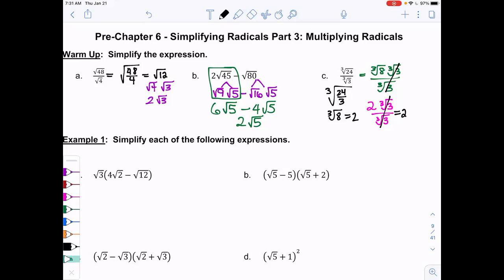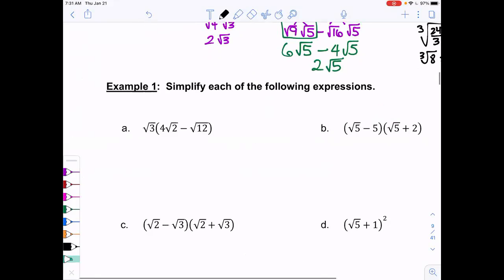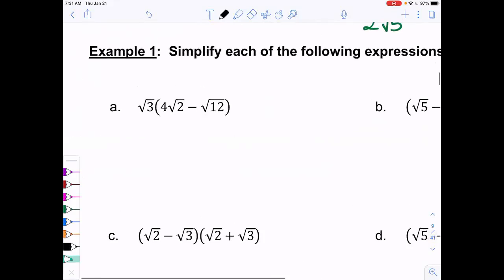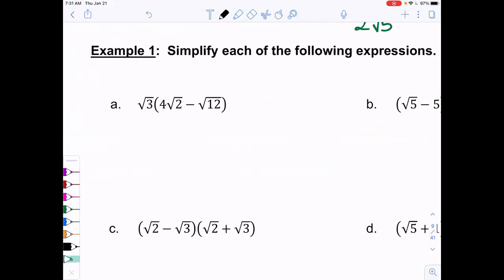Simplified radical. Questions? All right, so we're going to do some multiplying today. Adding, subtracting, multiplying would come next. When you learn operations, you learn adding first and then subtracting and then finally multiplication and division.